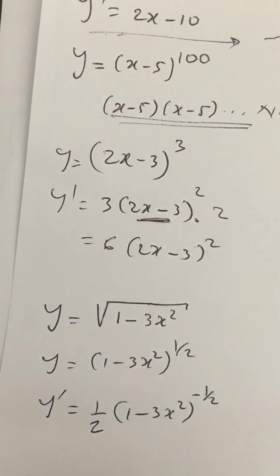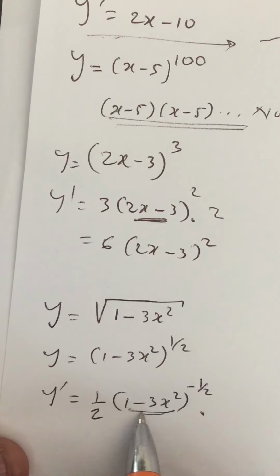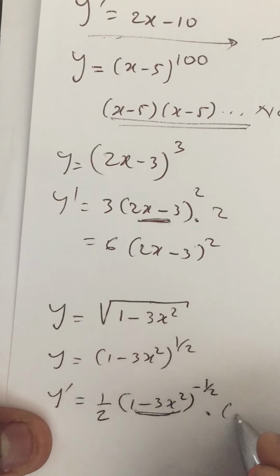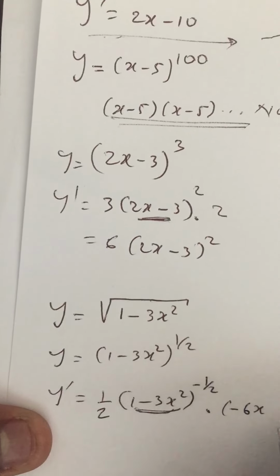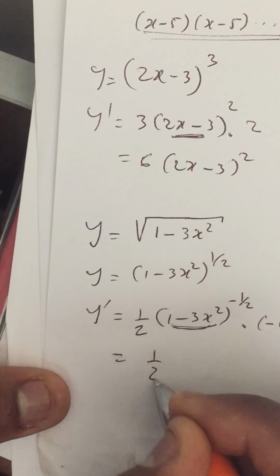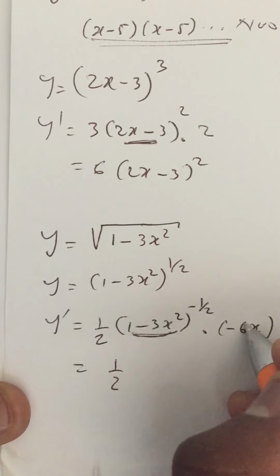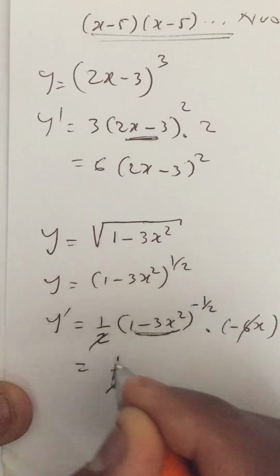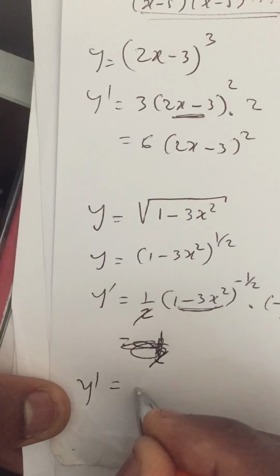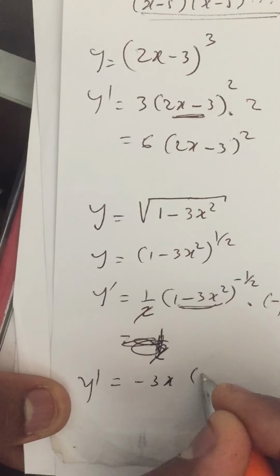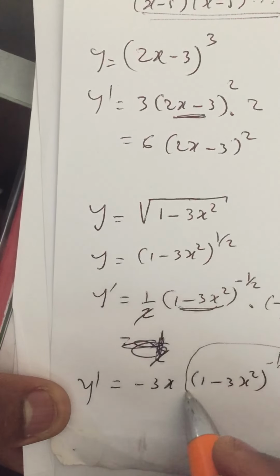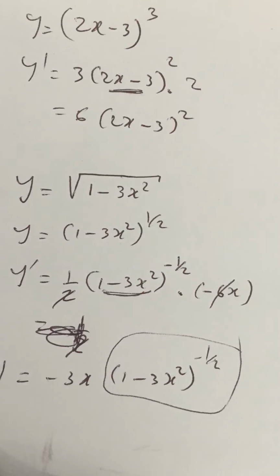It's not done. We multiply by the derivative of the inner function. What is the inner function? 1 minus 3x squared. This one is going to give you minus 6x. Then you can rewrite your final answer. You can simplify this by this. I will have y prime equal to minus 3x, times the function to the power minus half.